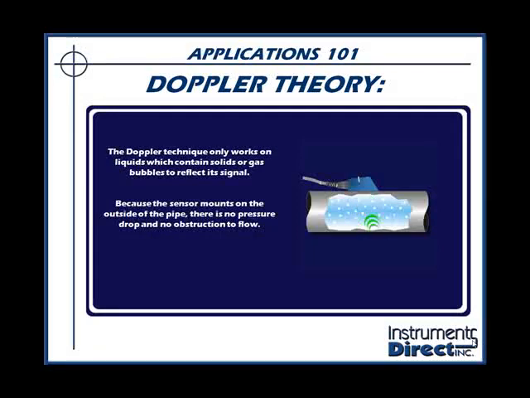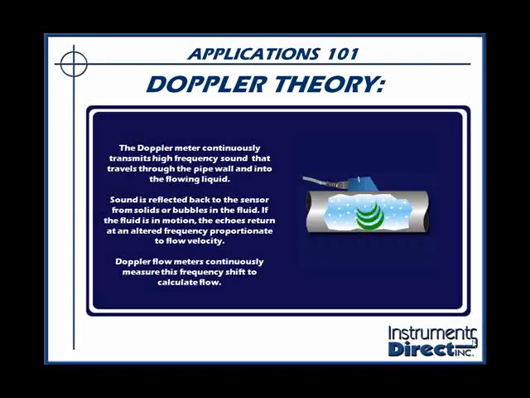This technique is to clamp it on the outside of the pipe, but the process liquid does require that it has some suspended gases or solids to reflect your signal. Now, of course, the advantage of the technology is that it's clamped on the outside of the pipe, so there's no pressure drop and there's no obstruction to flow.